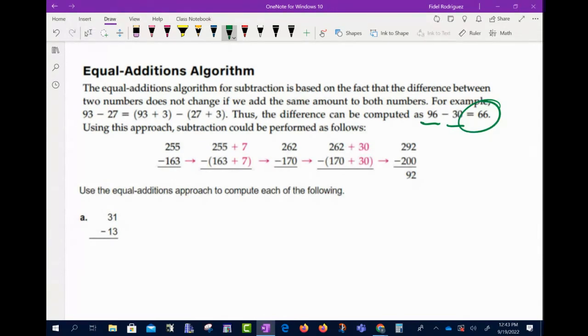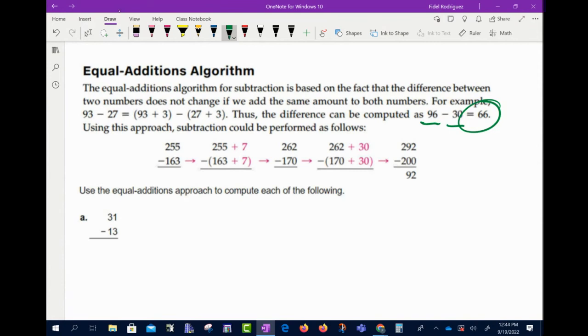So the idea here, y'all, is the equal additions algorithm is, when you're teaching young kids on how to subtract, sometimes the idea of borrowing can become difficult. So instead of them having to borrow, what we want to do is we want to make sure that when we're subtracting, we're never subtracting more than what we have on the top, okay?